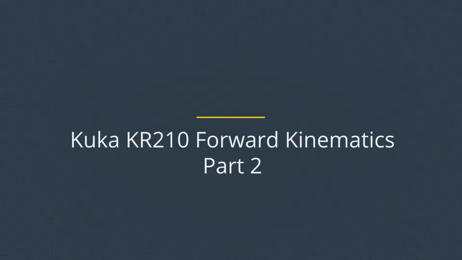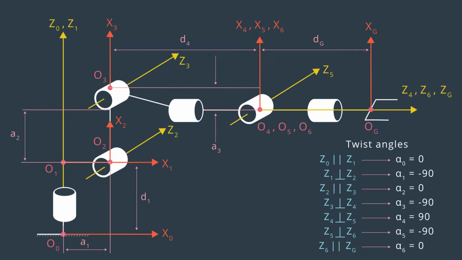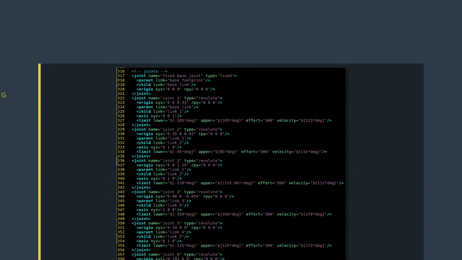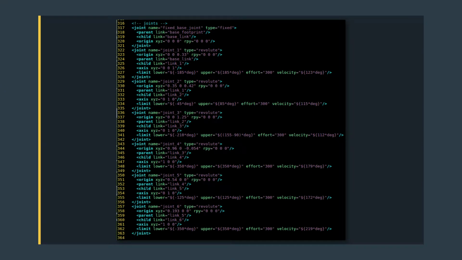Now the question is, how do we get numerical values for the A's and D's? Well, that comes from the URDF file. The URDF's file name is KR210.urdf.xacro, and it's located in the URDF folder. URDF files are very verbose and contain many parts that we don't need to worry about right now.